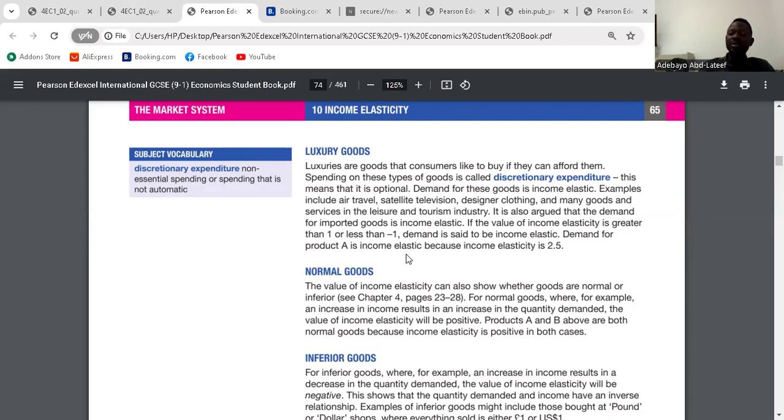For normal goods, we're talking about goods whose demand increases as the level of income increases. Are you with me? Yes. The value of income elasticity can also show whether goods are normal or inferior. For normal goods, where an increase in income results in an increase in the quantity demanded, the value of income elasticity will be positive. Product A and B are both normal goods because income elasticity is positive in both cases. So we call it a normal good because it gives us a positive value, and the demand increases as the level of income increases. That is a normal good. Is it clear? Yes.